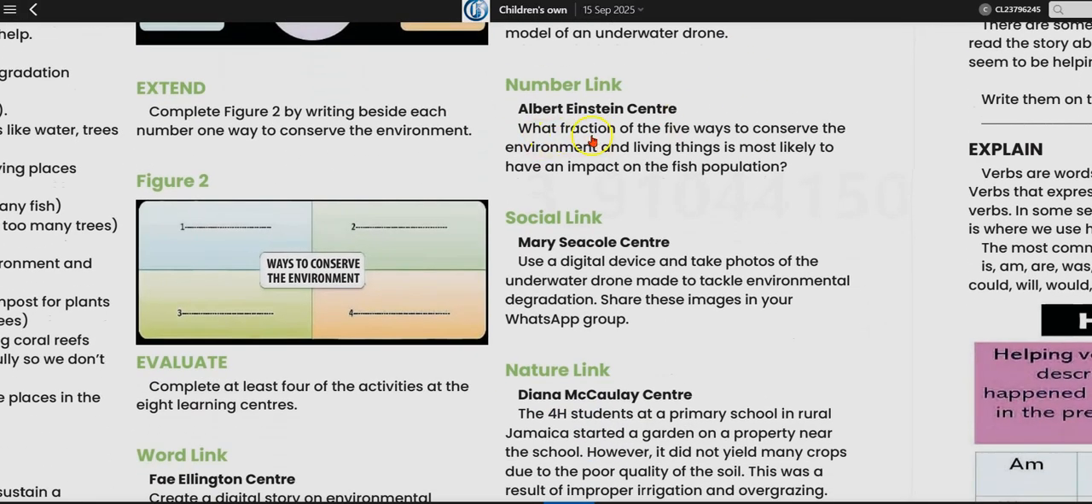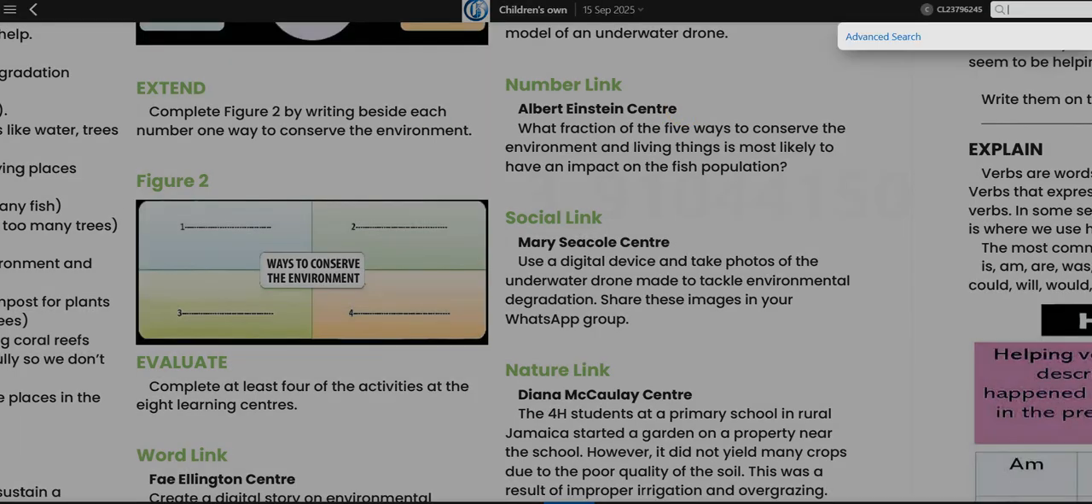Number link from the Albert Einstein Center. What fraction of the 5 ways to conserve the environment and living things is most likely to have an impact on fish populations? And what percentage? Let's see. So it was fish sanctuaries. So that would be 1 out of 5. As a percentage, multiply this by 100. 5 into 100, 20. So this would be 20%.